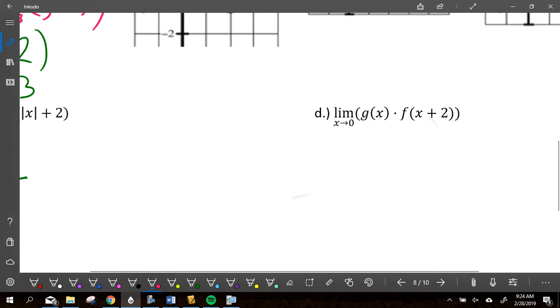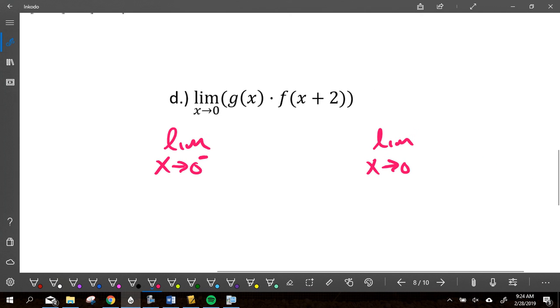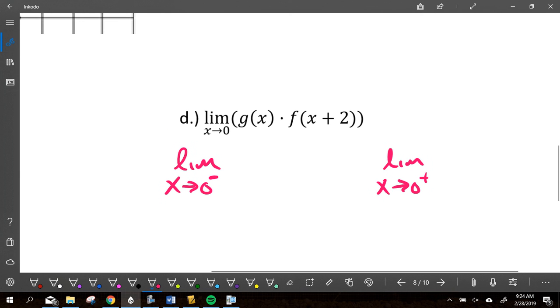Just like the one we did earlier, I want to know the limit as x approaches 0 from the left, and I'm going to compare that to the limit as x approaches 0 from the right. This is a weird thing to look at, all right? You just got to trust me on it a little bit. So let's set this problem up. I want to find the limit as x approaches 0 from the left-hand side of g of x.